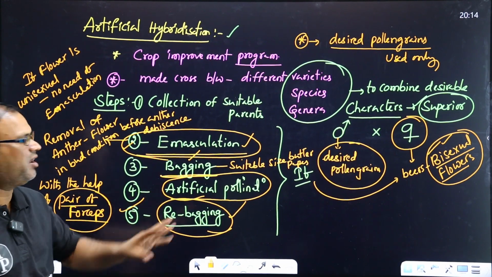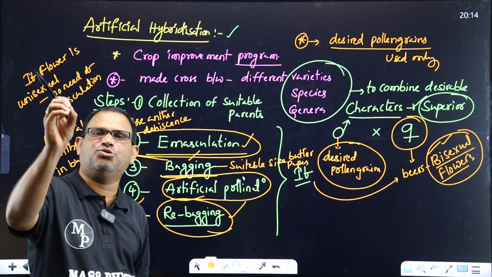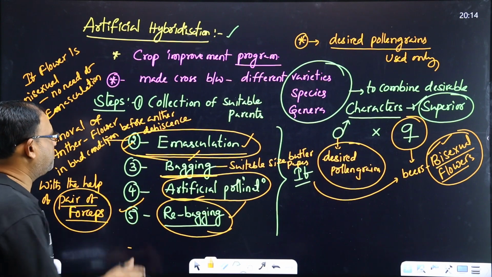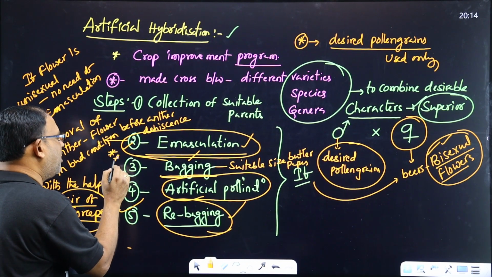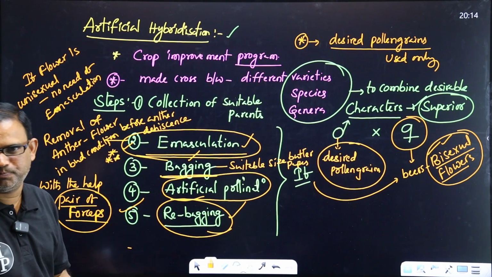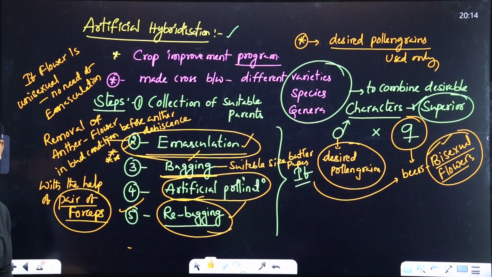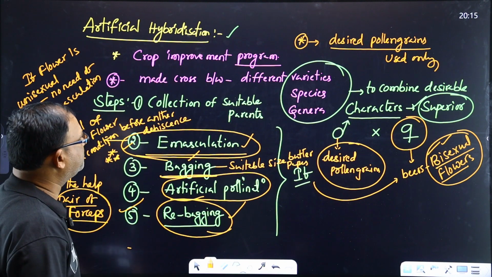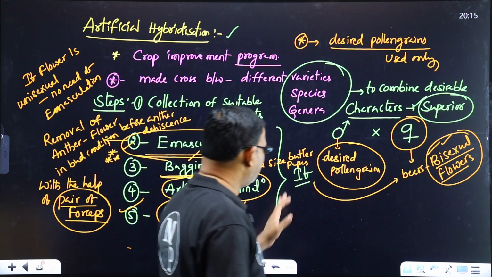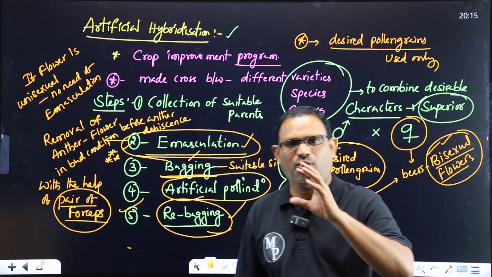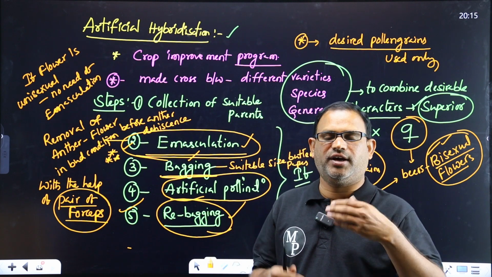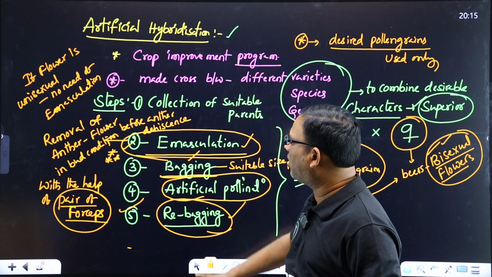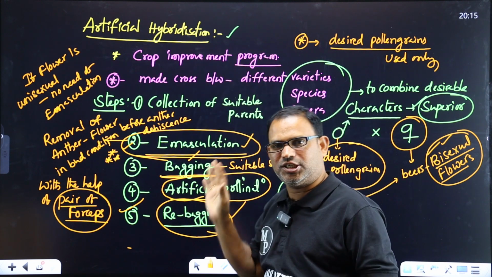If the flower is bisexual, 5 steps are there. If the flower is unisexual, very, very important, there are only 4 steps. No need of the emasculation process. These are the artificial hybridization steps. Finally, after completion of the artificial pollination, it is allowed to form fruit, then finally formation of seed. This is all about artificial hybridization techniques.